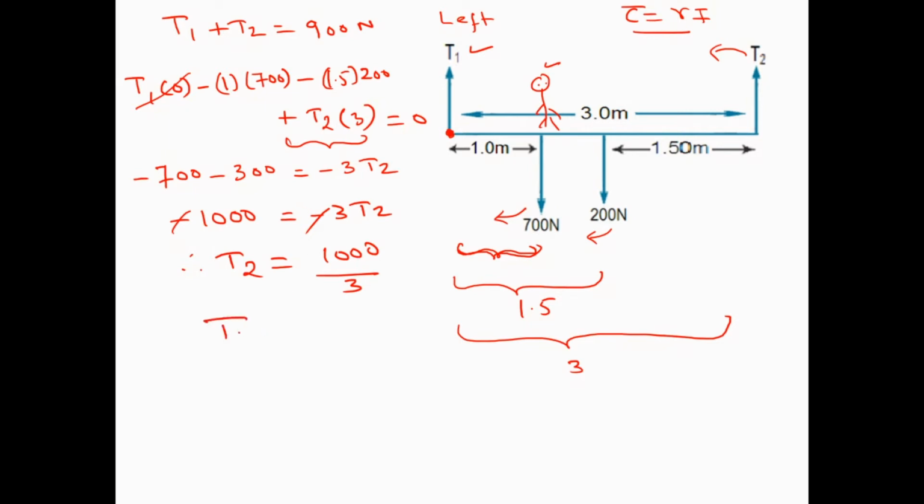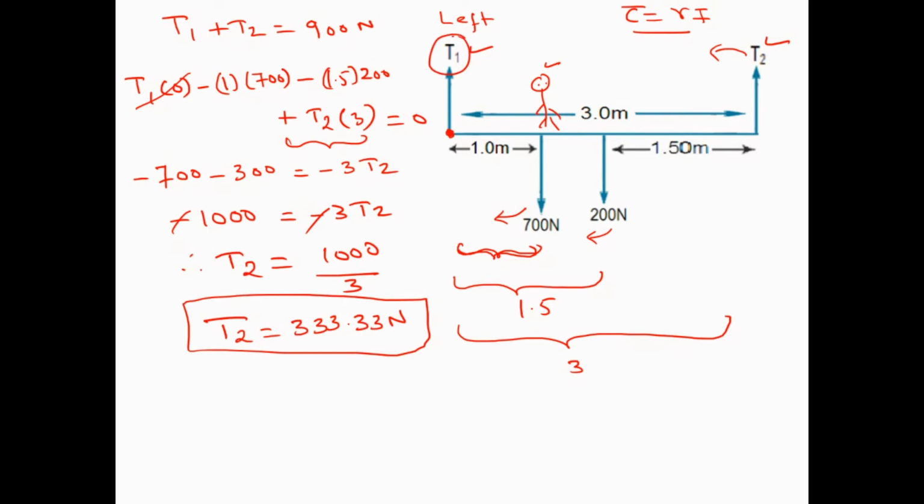333.33. So what's the tension in the second rope? The second rope tension we got as 333.33 Newton. Clear? Now by using this T2 value, we are going to find what should be the tension in T1. Clear? So I'm going to substitute this T2 value in equation 1. What is our equation 1? Here we consider this is our equation 1. Am I right? So T1 plus T2 is equal to 900.